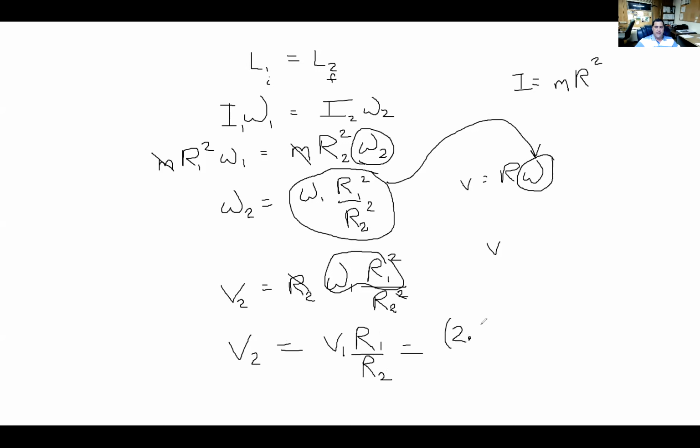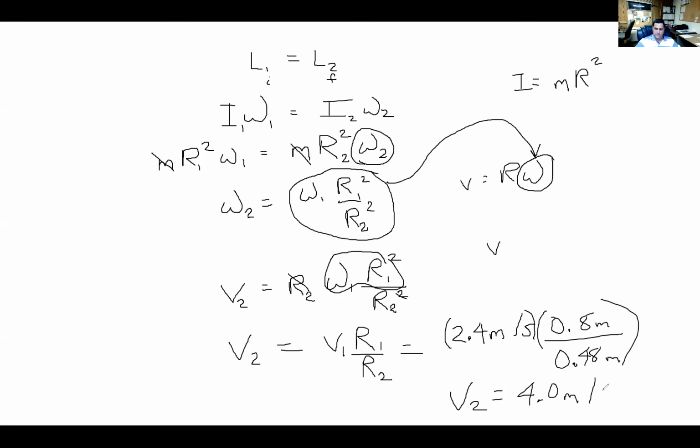We're given that the velocity when it's out at the edge of the table is 2.4 meters per second. That was given to us in the problem. The length of the string at position 1 is 0.8 meters. The length of the string at position 2 is 0.48 meters. And velocity 2 is going to be roughly 4 meters per second.